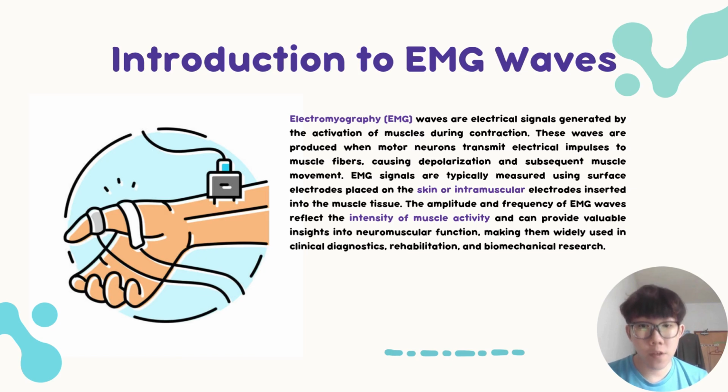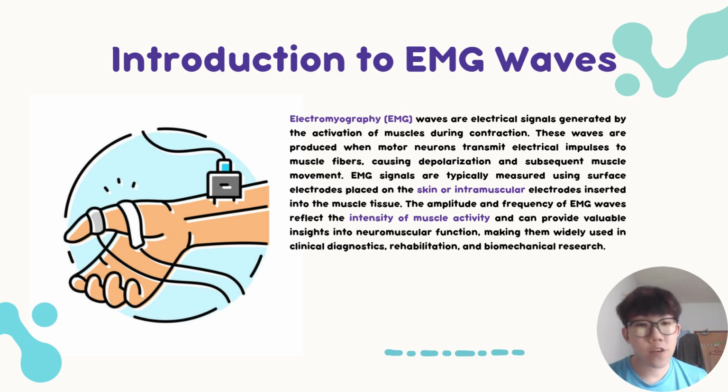So we will start with the introduction to EMG waves. EMG waves are electrical signals generated by the activation of muscle during contraction. These waves are produced when motor neurons transmit electrical impulses to muscle fibers, causing depolarization and subsequent muscle movement. EMG signals are typically measured using surface electrodes placed on the skin or intramuscular electrodes inserted into the muscular tissue.